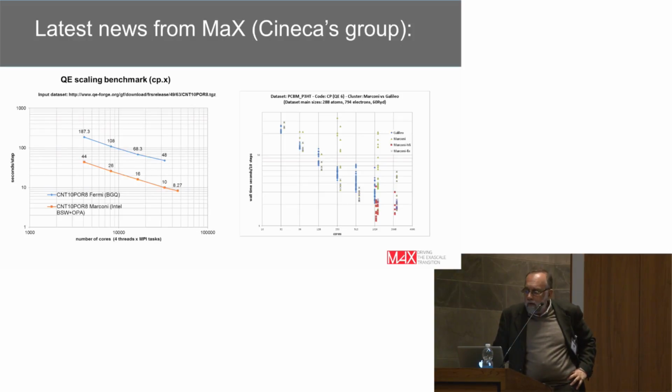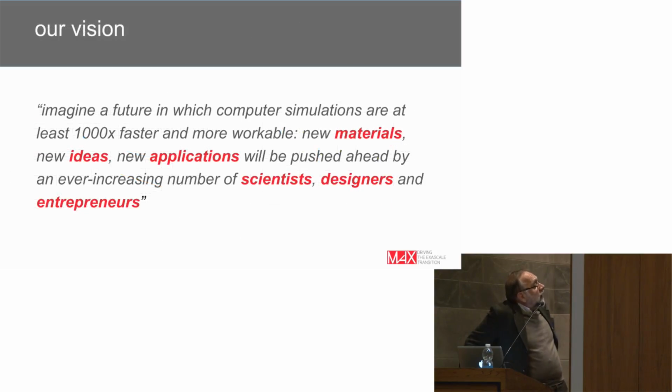You get even worsening your code, but that is because the system is too complex to be faced with old computational techniques. And so our vision, that this is the end, is that we imagine a future in which computer simulations are at least 10 times faster and more workable than today. And in this way, we are sure that we can discover new materials, we can get new ideas, we can produce new applications by scientists, designers, and entrepreneurs.